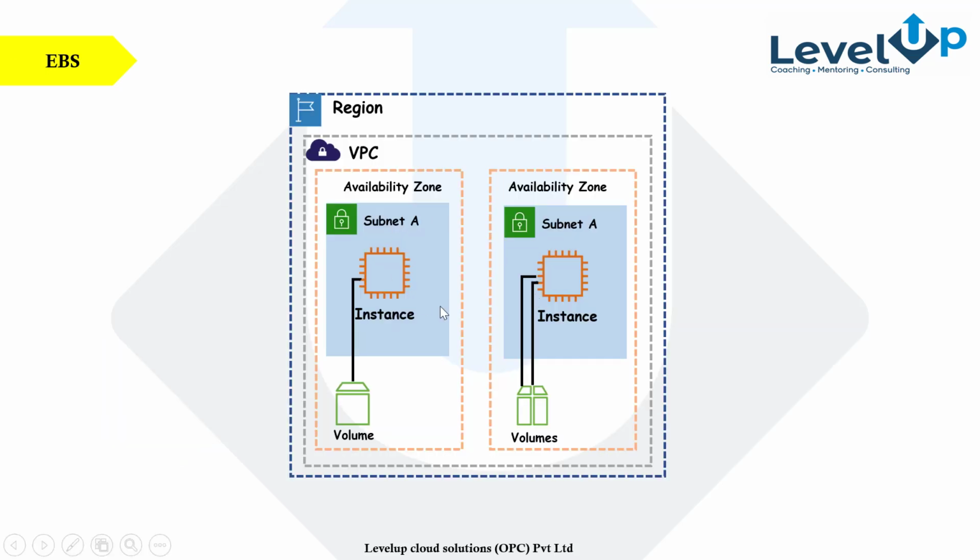Now, if you see in this image, in a subnet there is an instance. The instance is connected with an external volume, and that volume is called an EBS volume. And it's not just one volume. You see in the picture on the right, you can connect two EBS volumes also. So it's not restricted that you have to connect only one EBS volume. You can connect multiple EBS volumes to the EC2 instance, so that the EC2 instance will get more storage space.